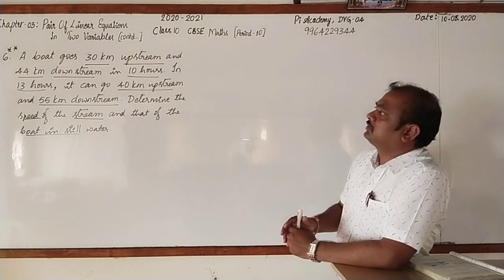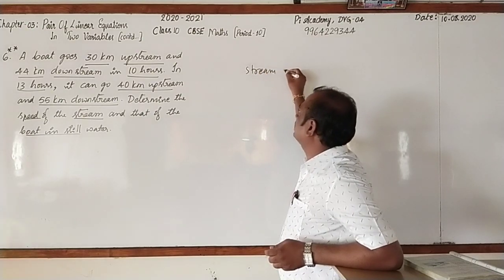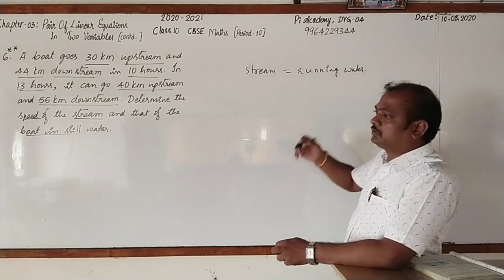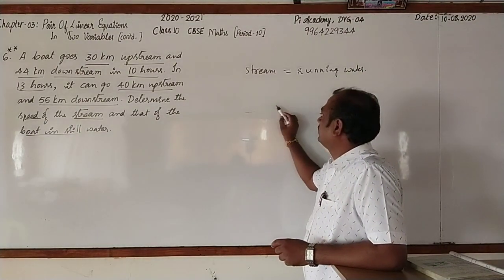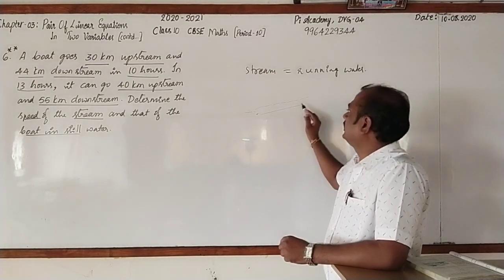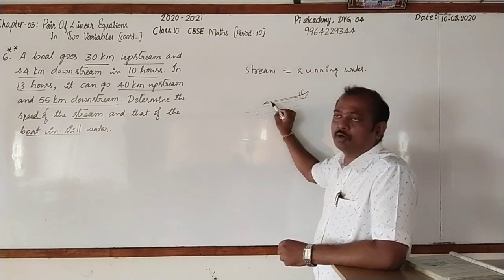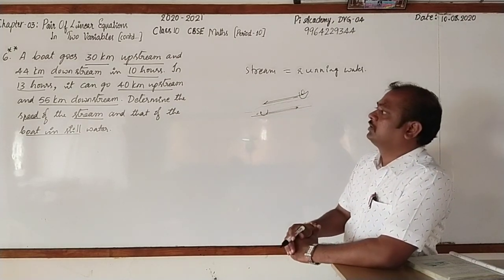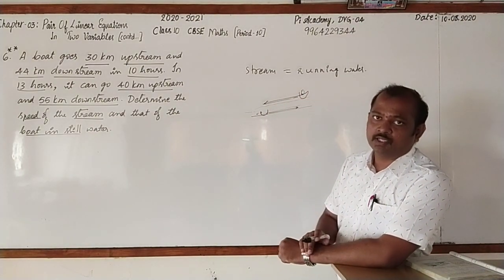Now we shall go through the meaning of some of the terms. Here they have given stream. What is the meaning of stream? It is running water, the flowing water, that is called stream. Upstream: look here, the water is flowing in this direction. If the boat is moving in this way, it is called downstream. And if it moves in the opposite direction, it is called upstream. Clear? Next, still water. Still water means unmoving water.